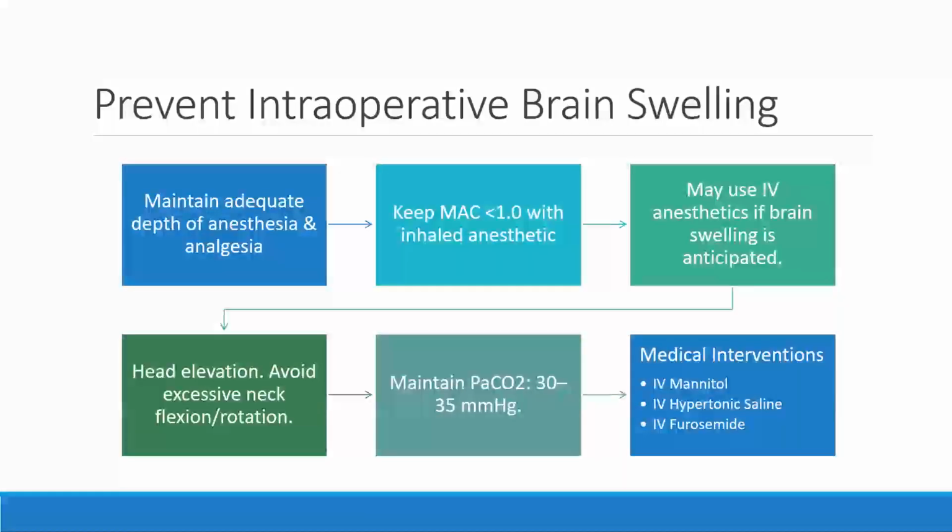Prevent intraoperative brain swelling. We have to maintain adequate depth of anesthesia and analgesia. Keep MAC less than 1 with inhaled anesthetic. May use IV anesthetics if brain swelling is anticipated. We can elevate the head to avoid excessive neck flexion or rotation. Maintain PCO2 in between 30 to 35 millimeter of mercury. We can use medical intervention like mannitol, hypertonic saline, and IV furosemide.